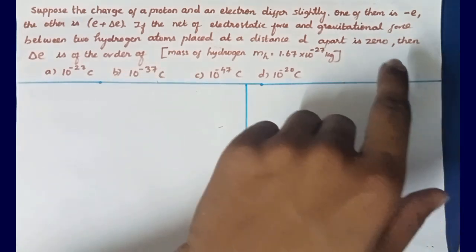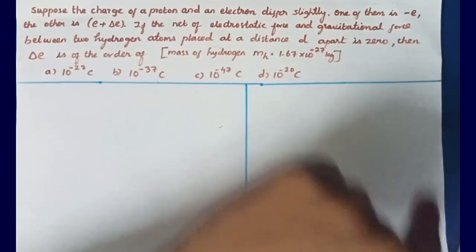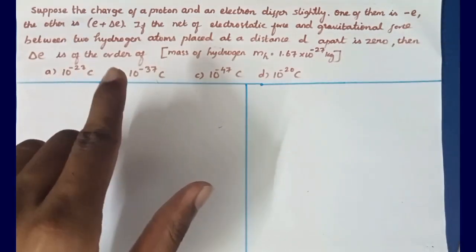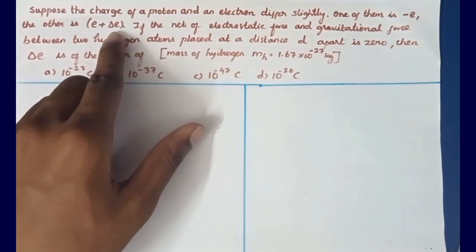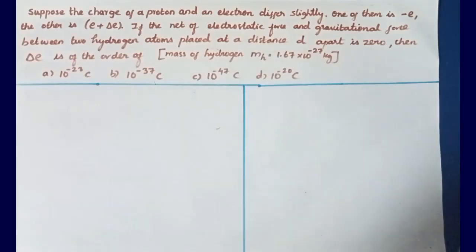So we take the charge of the electron as minus e and the charge of the proton as e plus del e. That slight difference is del e. If the net of electrostatic force and gravitational force between two hydrogen atoms placed at a distance d apart is 0, then del e is of the order of what? We have to find that slight difference value.